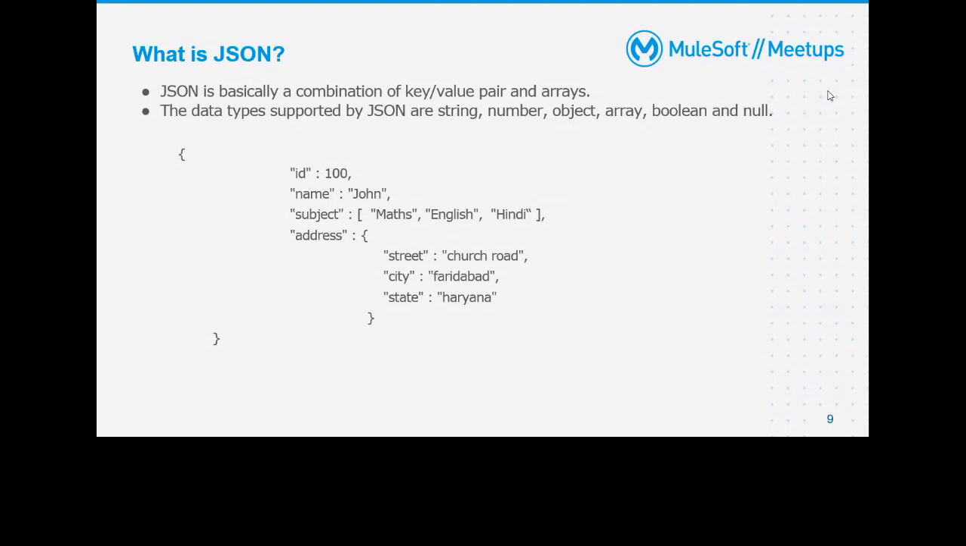So JSON can have any number of fields and they are enclosed within the curly brackets, with the key within double quotes, followed by a colon and then the value. Each field is separated by a comma.